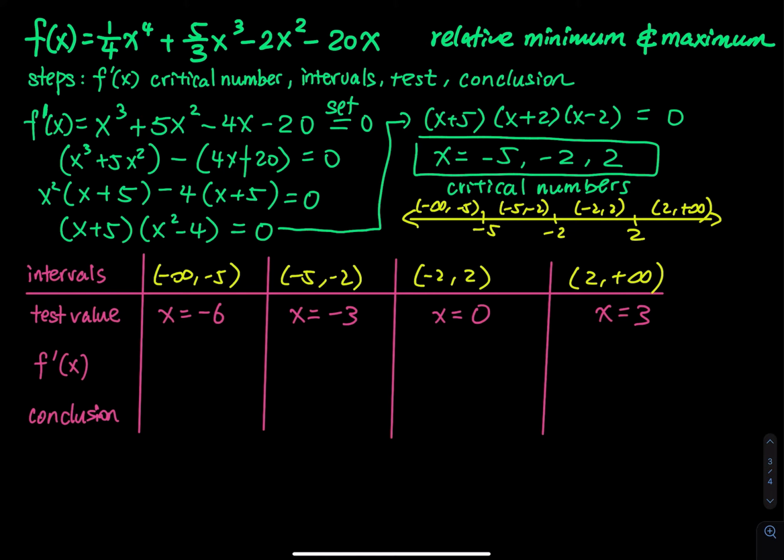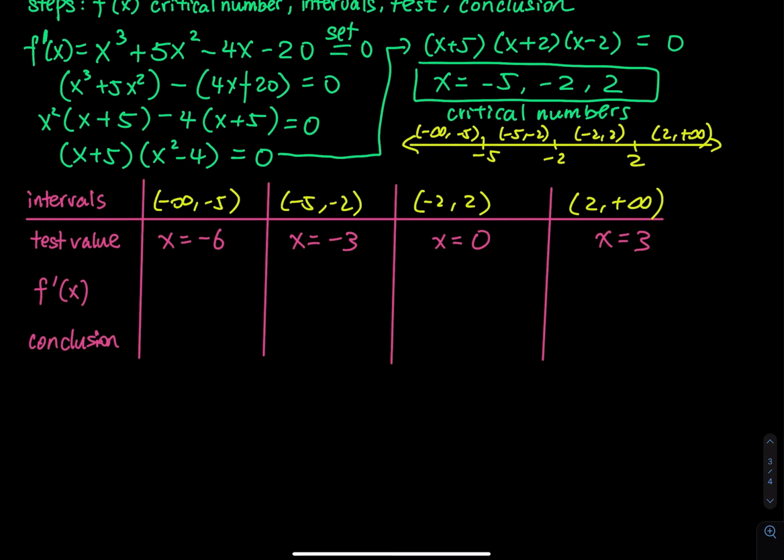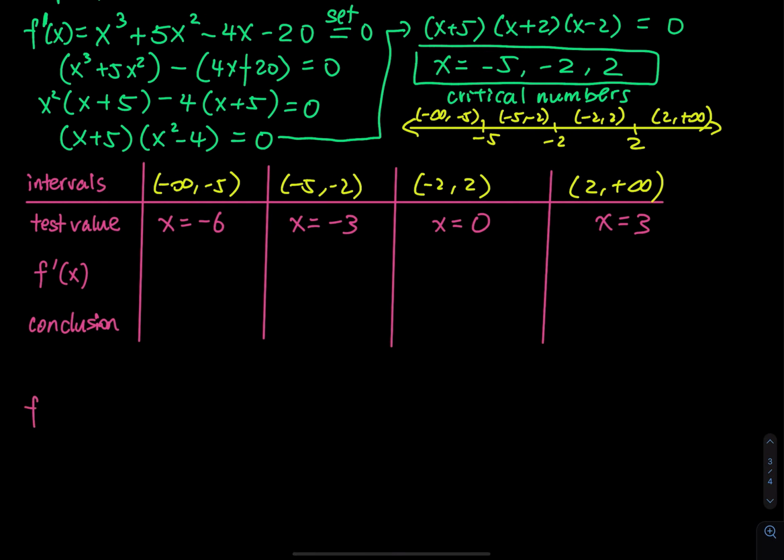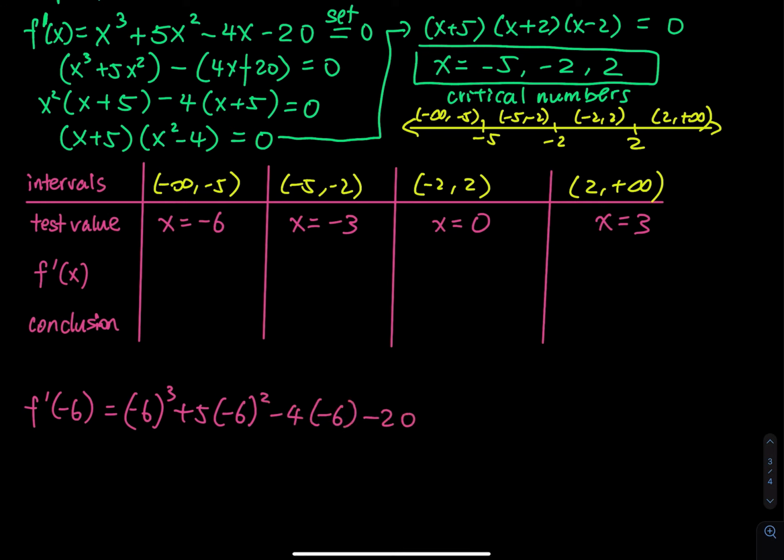So for f prime of x, for the first test value, here is what you have to do. You will do f prime of negative 6. That is negative 6 raised to the third plus 5 times negative 6 squared minus 4 times negative 6, and then minus 20. So this is equal to negative 32. And then some student asked me this in the past.